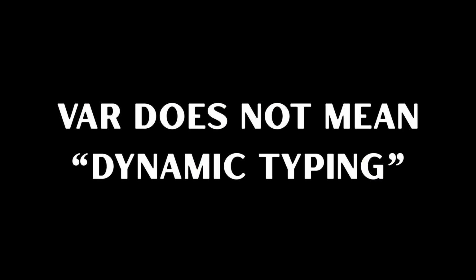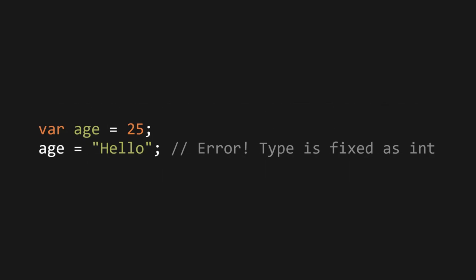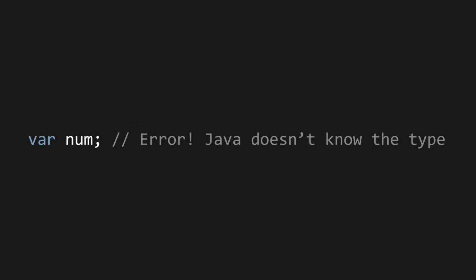Var does not mean dynamic typing like in Python or JavaScript. The type is still fixed at compile time. Once inferred, the type cannot be changed. var age = 25. If you write age = "ten", it will give you an error. You can only use var when the variable is initialized immediately. var num, it will give an error.